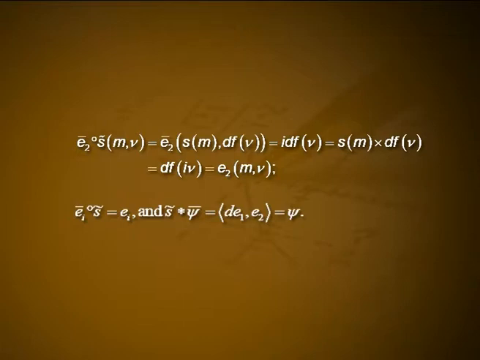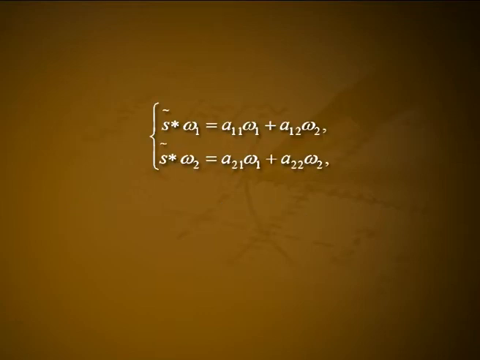E2 bar composite S tilde of mv is equal to E2 bar of Sm comma dfv, which is equal to I dfv, which is equal to Sm cross dfv, which is equal to df of iv, which is equal to E2 of mv. So Ei bar composite S tilde is equal to Ei, and S tilde star psi bar is equal to the inner product dE1 E2, which is equal to psi.